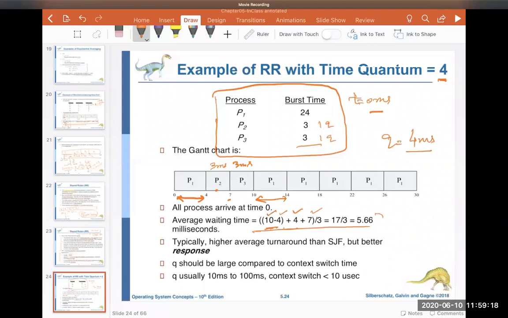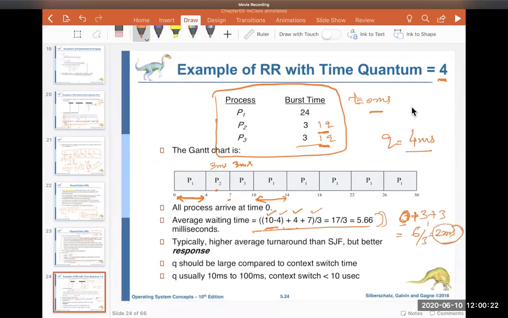What would be the waiting time for the processes under shortest job first? For the process P2, which is the shortest job, and whenever there is a conflict where both have the same CPU burst, first come first serve would apply. So let us suppose P2 runs first, so the waiting time for P2 would be 0. The waiting time for P3 would be 3, and for P1 would be 3. So it will be 6 by 3, which is equal to 2 milliseconds.